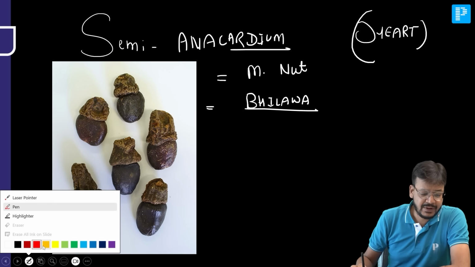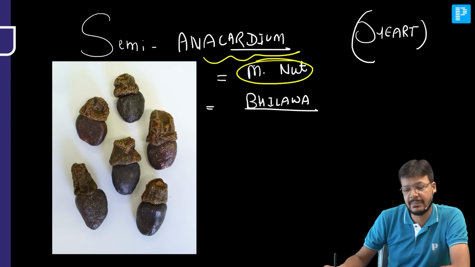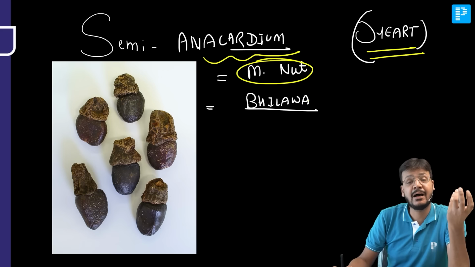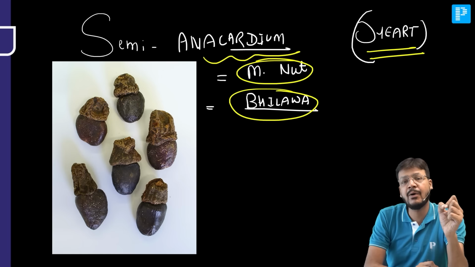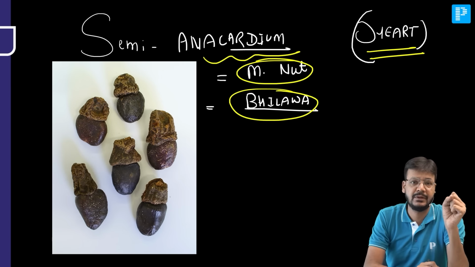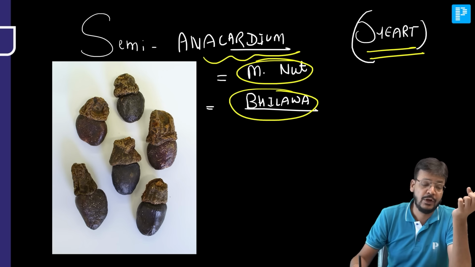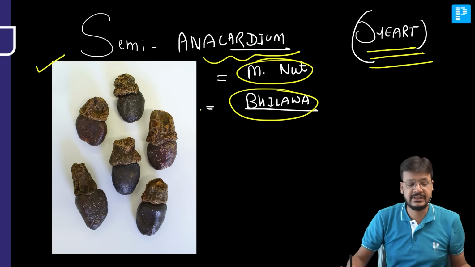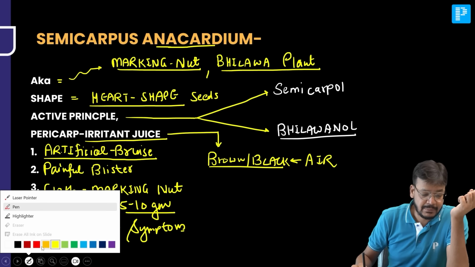This is another very, very potential MCQ, the Semecarpus anacardium, which is also known as marking nut. Here the seeds are heart-shaped, and one very important question I have seen in exam: Bhilavanol and semecarpol are two very important toxic principles of Semecarpus anacardium. Heart-shaped seed, my dear friend. You can see the heart-shaped seed, it is Semecarpus. So, you can see it is also known as marking nut.